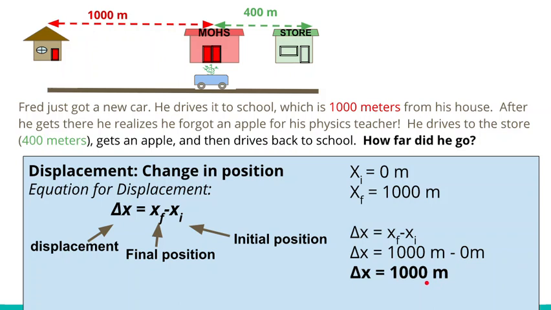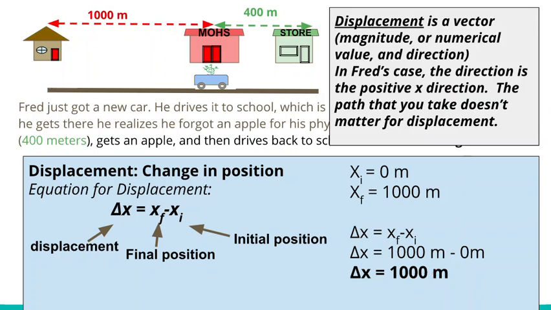You'll notice that's different than his distance, which was 1,800 meters. So displacement is a vector. That means it has a magnitude or numerical value, 1,000 meters, and it also has a direction. In Fred's case, the direction is the positive x direction. Now, we could have written it as plus 1,000 meters. If he had gone backwards to the left, it would have been a negative displacement. So it does include direction when we look at displacement.